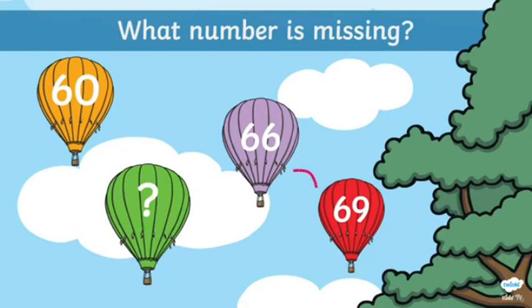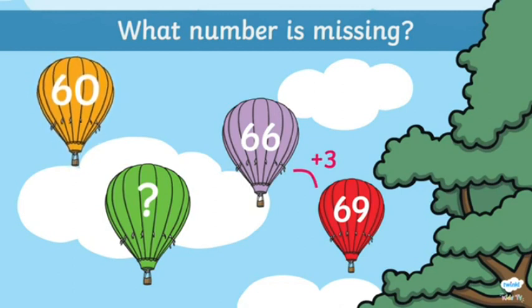Next, we need to figure out the difference between these numbers. It is 3. 69 is 3 more than 66. Now that we've worked this out, what number do you think we should try to work out next? Shall we look at the number 60?